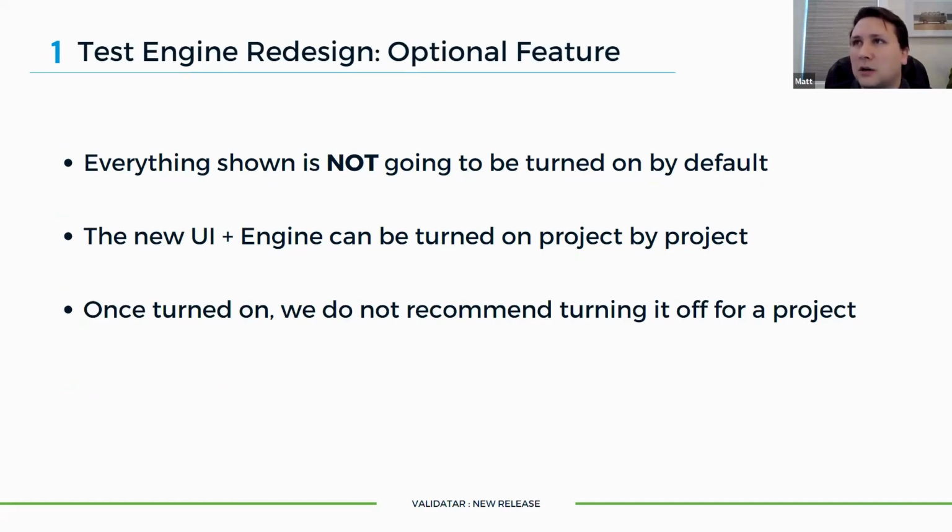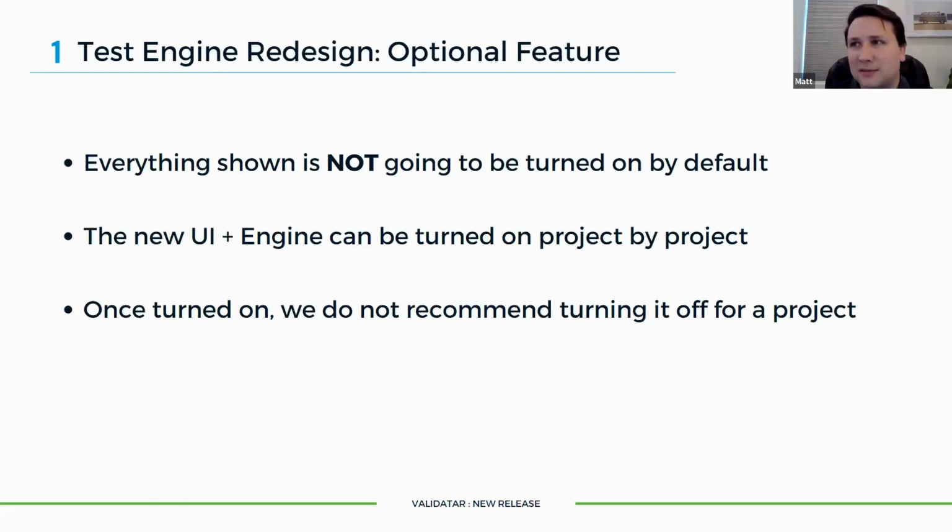And in this particular case, with the engine and the new UI associated with that, that's something that's going to be able to be turned on or off on a project by project basis. So within Validator, as you're organizing your tests, you can turn it on within one project, maybe create a new project where you turn it on to try it out, all of that. Once you do turn on this kind of new user experience with the UI and engine, we do not recommend turning it off for that project.